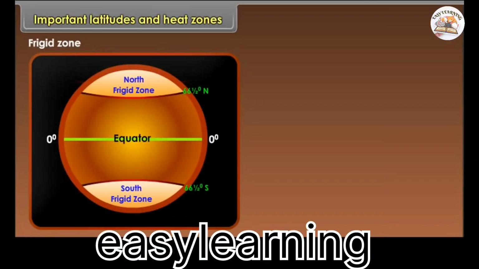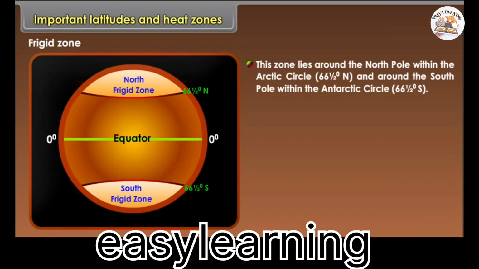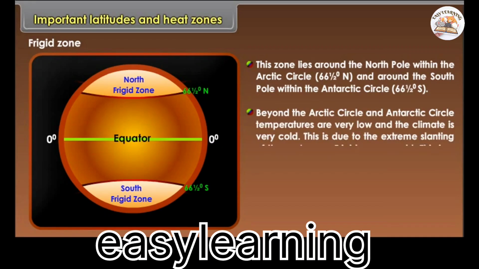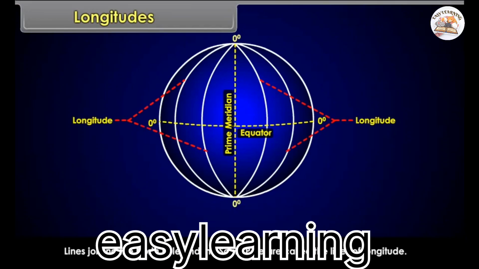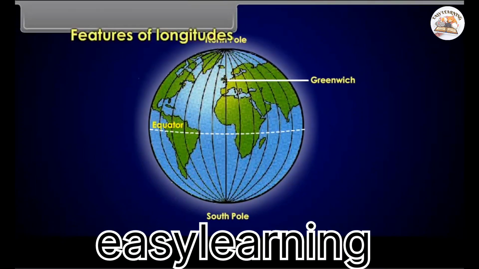Frigid Zone. This zone lies around the North Pole within the Arctic Circle, 66.5 degrees north, and around the South Pole within the Antarctic Circle, 66.5 degrees south. Beyond the Arctic Circle and Antarctic Circle, temperatures are very low and the climate is very cold. This is due to the extreme slanting of the sun's rays. Frigid means cold. This is a very cold zone.